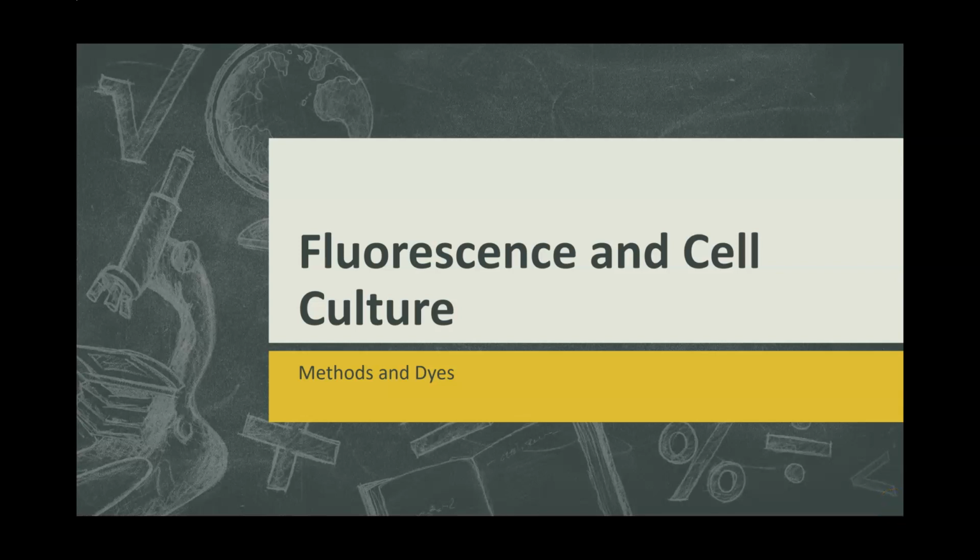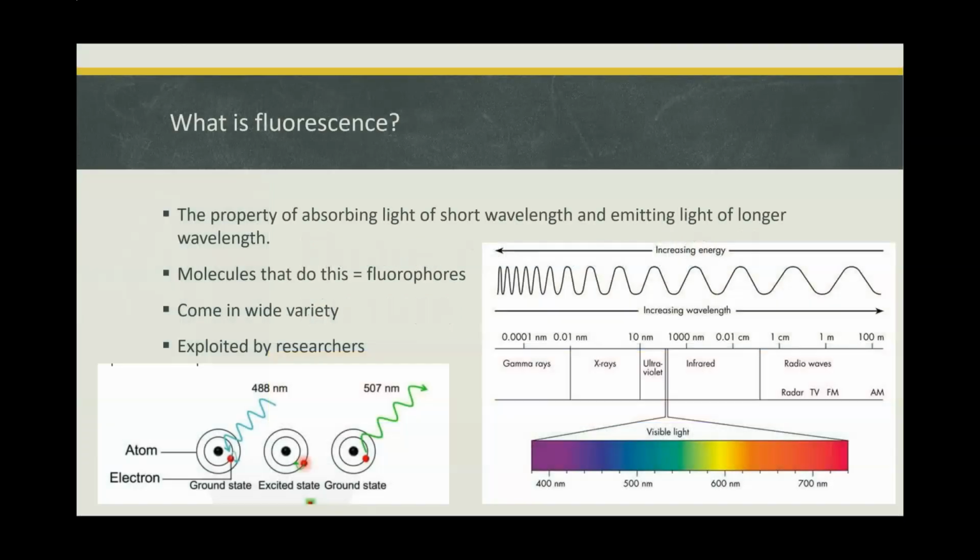This presentation will review the concepts of fluorescence as used in cell culture. Fluorescence describes a property exhibited by some molecules termed fluorophores that absorb one wavelength of light, a shorter wavelength, and they emit another wavelength of light with a longer wavelength, as shown in this figure where blue light is absorbed and green light is emitted.